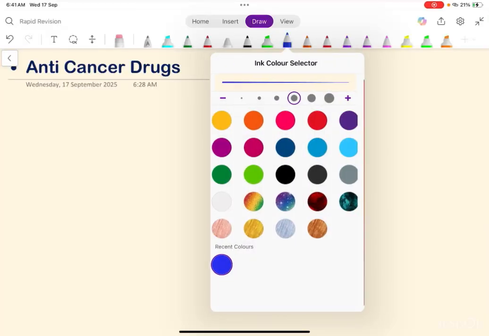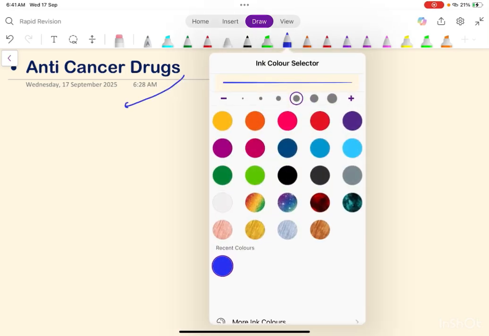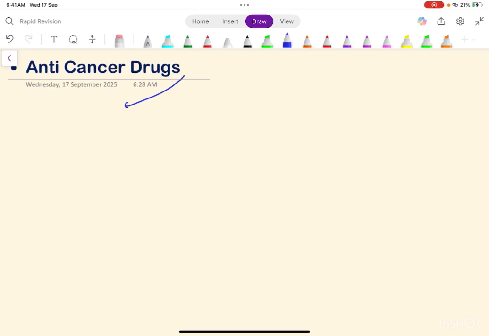In this video, I'll be talking about the anti-cancer drugs. First we will go through the classification, and then we'll go through the individual points of all the drugs that are relevant from an exam point of view. Starting from the first one, the first class of drugs that we'll talk about is alkylating agents.